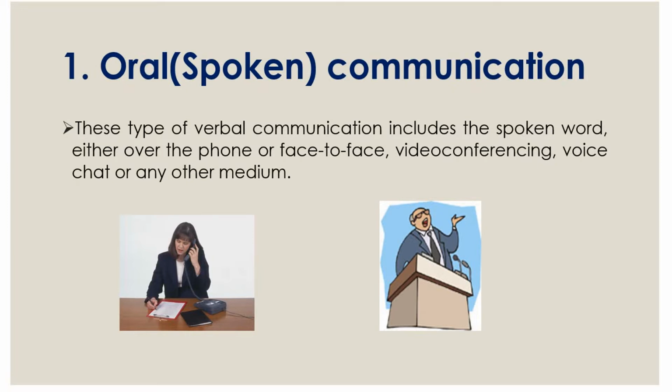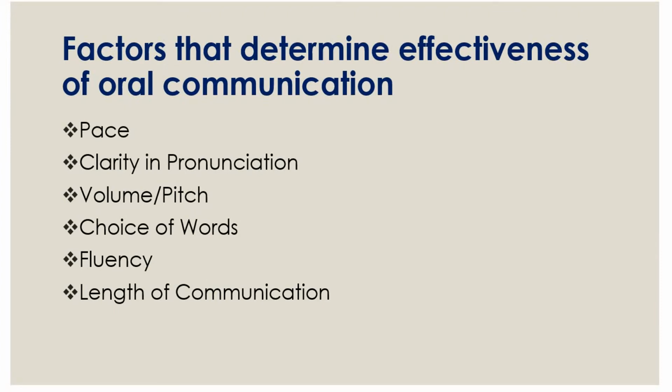Is that clear? Second one is what are the factors that determine the effectiveness of oral communication. First one is the pace. Pace means how fast or slow you speak. For example, if the speaker talks too fast, the receiver may not be able to absorb and interpret the message correctly. On the other hand, if the speaker talks too slow, the receiver might lose interest. So that is called the pace.